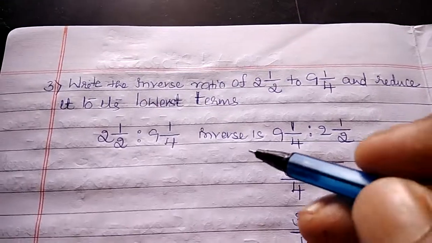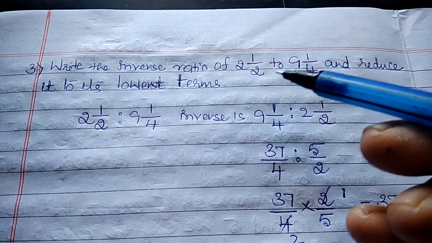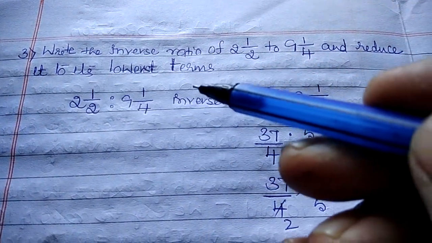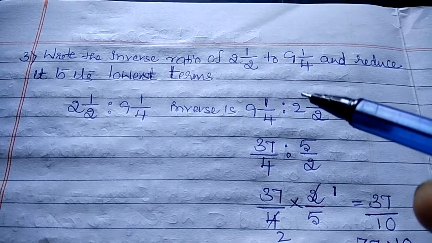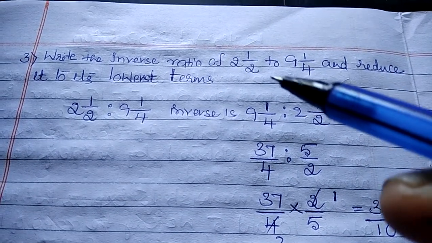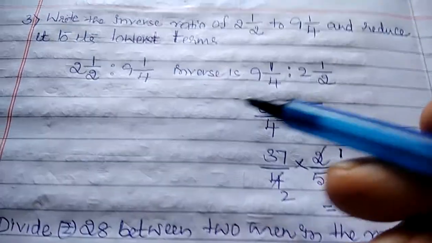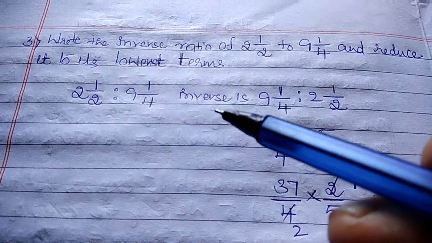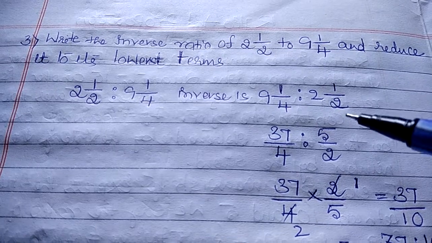Now the third problem: write the inverse ratio of 2 1/2 to 3 1/4 and reduce it to its lowest terms. So inverse ratio of 2 1/2 to 3 1/4. So here 2 1/2 is to 3 1/4. The inverse ratio is 3 1/4 is to 2 1/2.